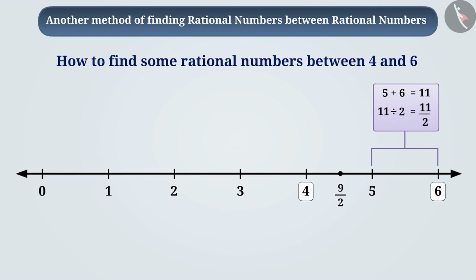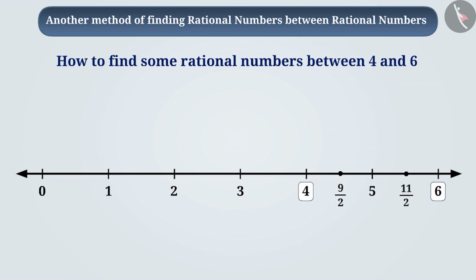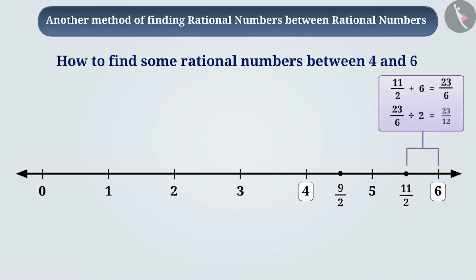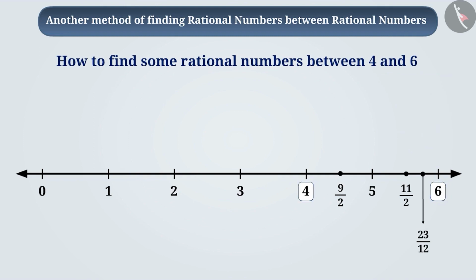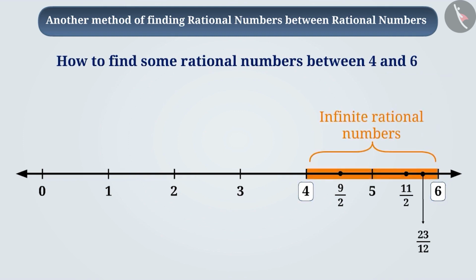Similarly, we will add 5 and 6 and divide the result by 2. From this, we get to know that the rational number in the middle of 5 and 6 is 11 by 2. To find more numbers, we will again add 11 by 2 and 6, which will result in 23 by 4, which is a rational number in the middle of 11 by 2 and 6. Using the same method, we can find infinite numbers between any two rational numbers. Isn't this an interesting method?